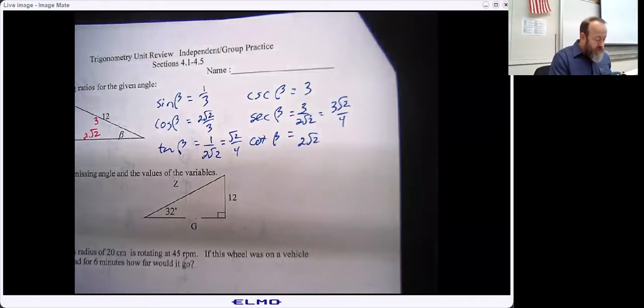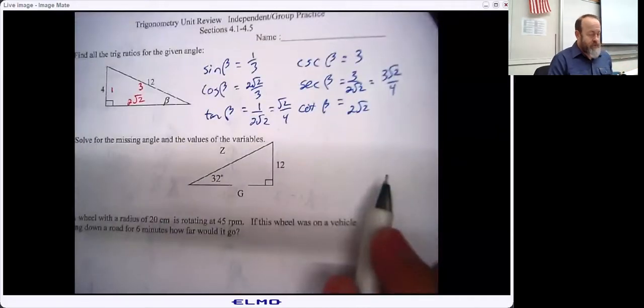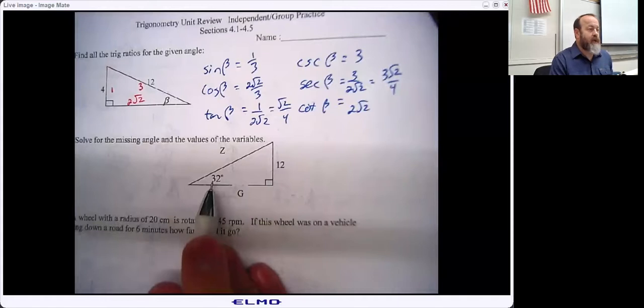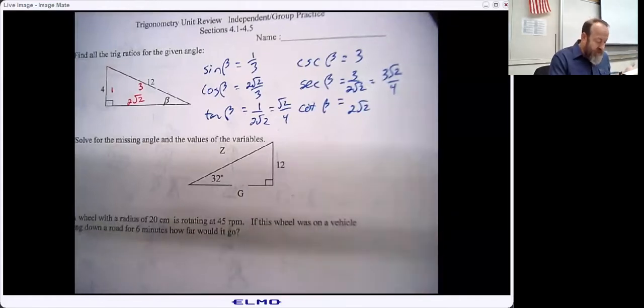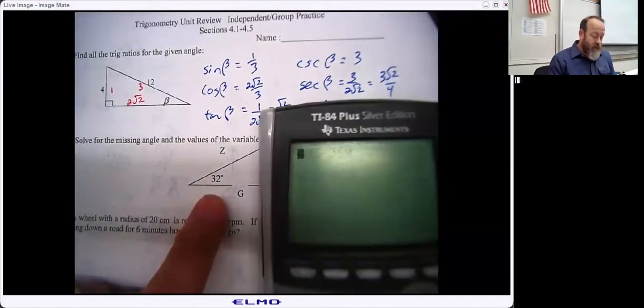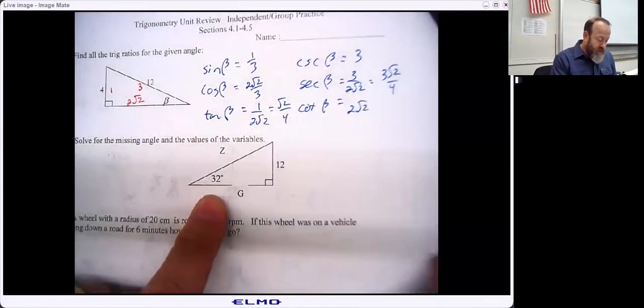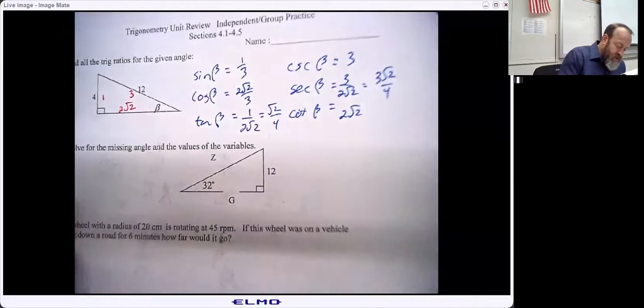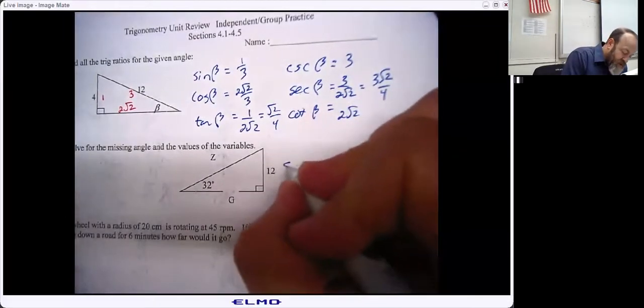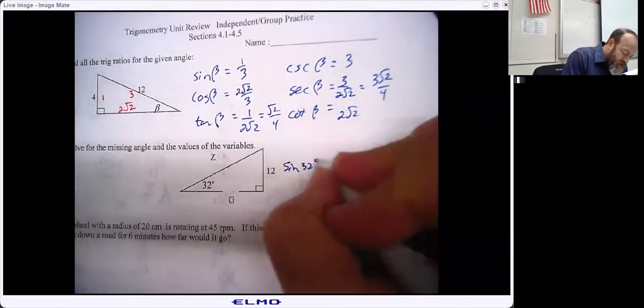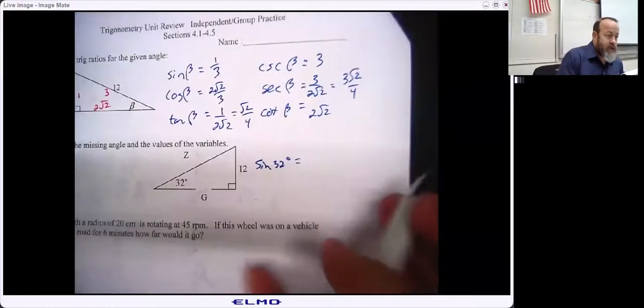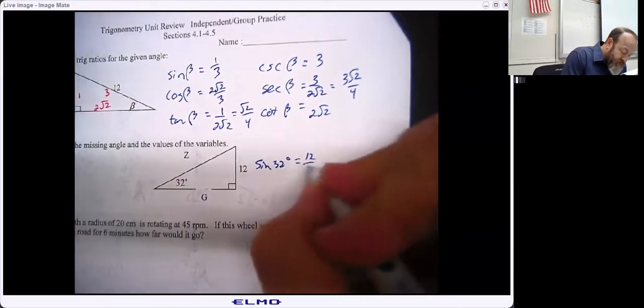Now, moving on to number 8, we have a couple of options. This is not a unit circle thing. I don't have anything, I only have one side. So it's just going to be good old-fashioned SOHCAHTOA trig. Notice the angle is in degrees, so I'm going to make sure my calculator is in degree mode. So it is. I'm going to take a look at the sine of 32 degrees. The definition of sine is opposite over hypotenuse.